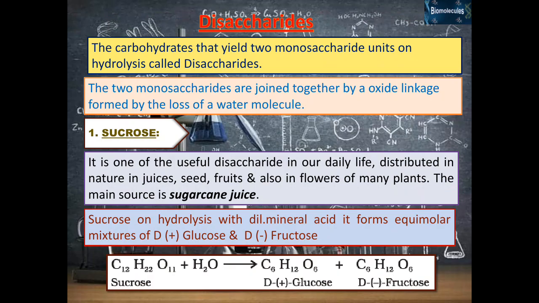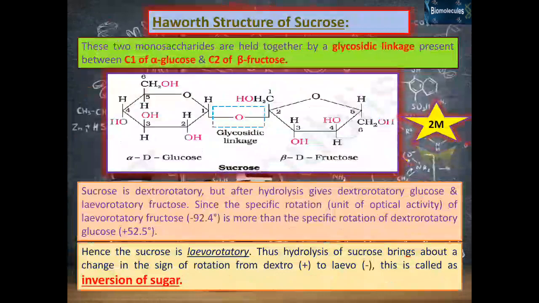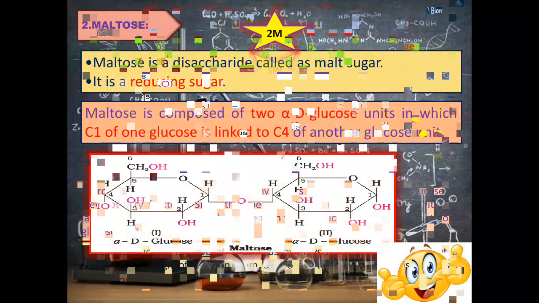Then we studied three disaccharides. First one is sucrose, its Haworth structure, which is composed of alpha D plus glucose and beta D minus fructose with a C1 C2 glycoside linkage.